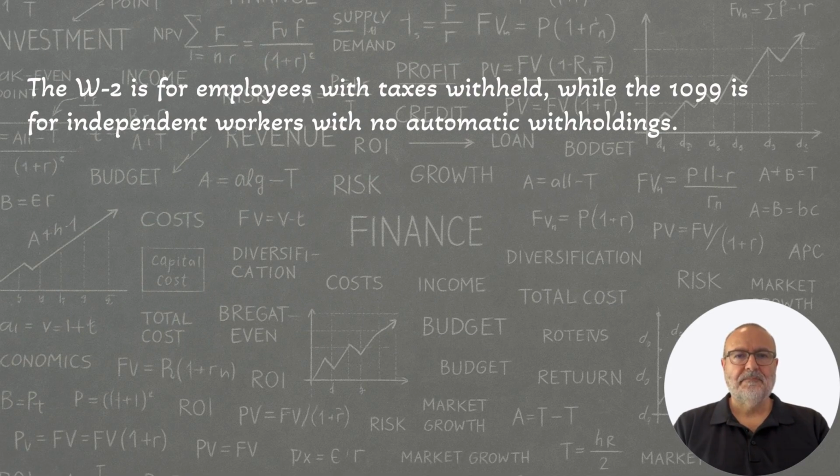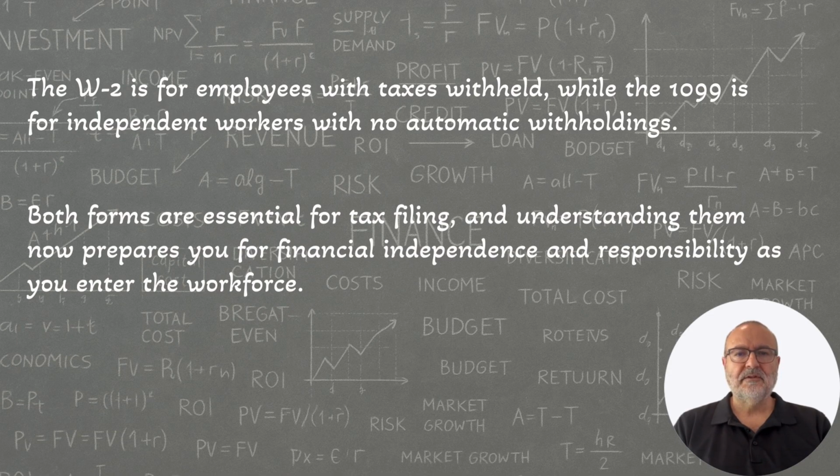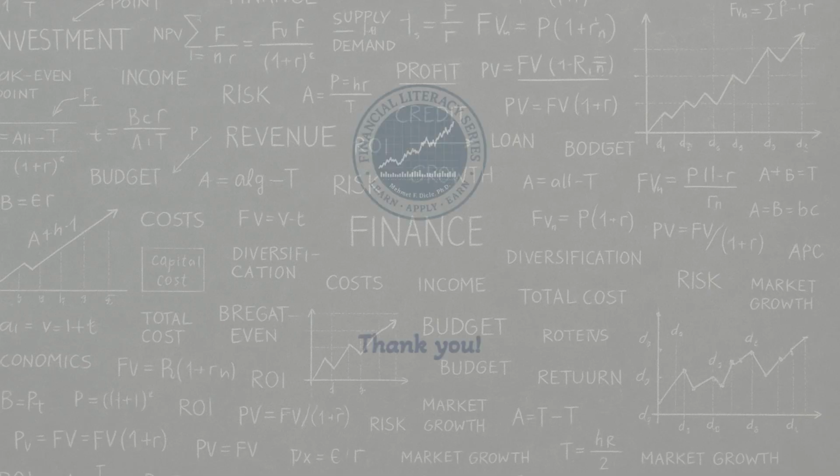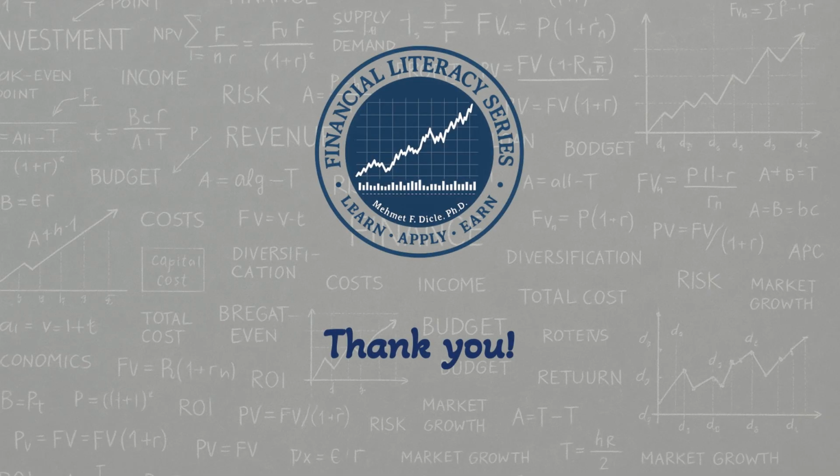To summarize, the W-2 is for employees with taxes withheld, while the 1099 is for independent workers with no automatic withholdings. Both forms are essential for tax filing, and understanding them now prepares you for financial independence and responsibility as you enter the workforce. This concludes our discussion about the key tax forms, W-2 and 1099.